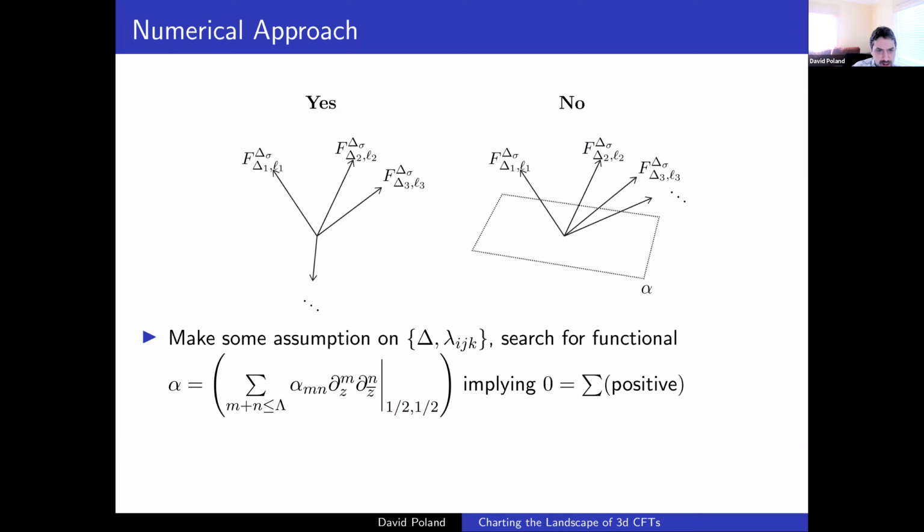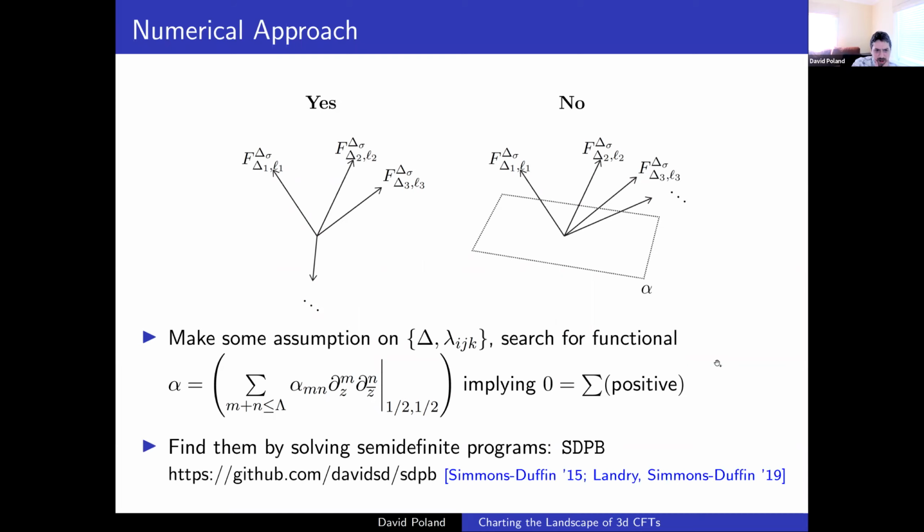Okay, so let me go on. This is the particular choice that we've converged on for numerical Bootstrap applications, though it's very interesting to think about other possible functional bases. So in practice, you can search for these functionals which define a separating plane and would imply some kind of contradiction by solving a kind of convex optimization problem.